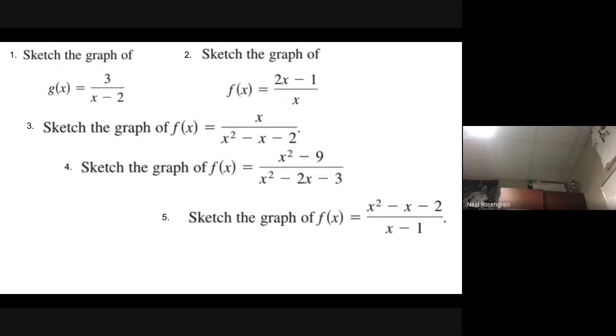So what you're going to need is some graph paper. If you don't have any, raise your hand and I will give you like 3 or 4 sheets right now so that you can use them over the next couple days. You're welcome.